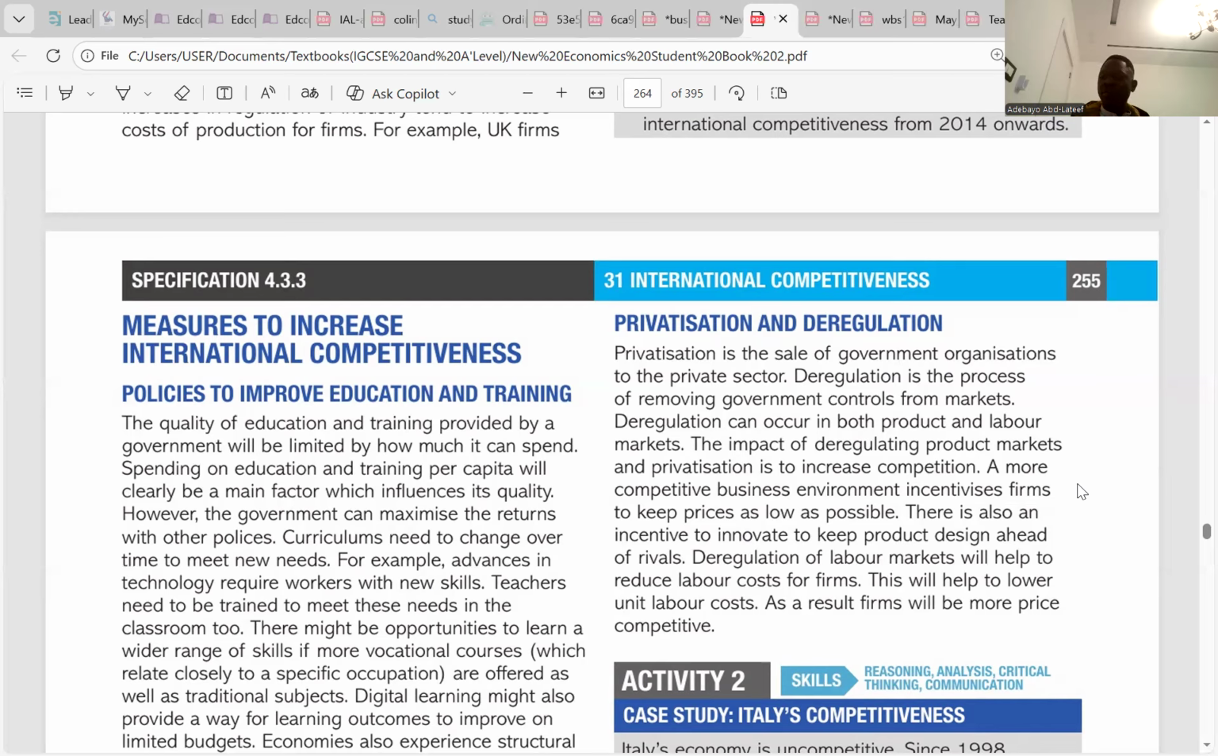So you want to be able to produce the same way as your competitors. You want to be able to compete in the global market. So what are those things a country can do? Or what are those things an exporting firm can do to become internationally competitive? We're going to start. Measures to increase international competitiveness.